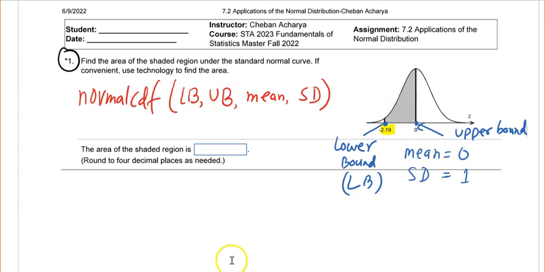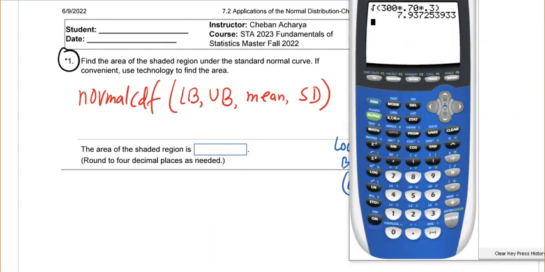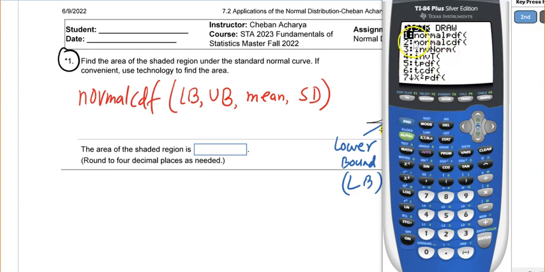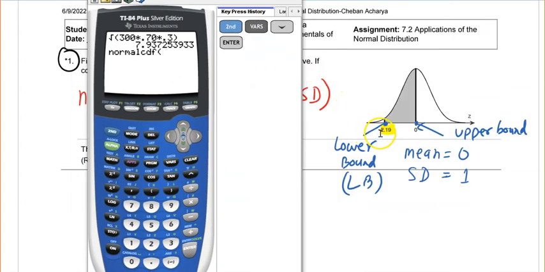And you have to put it in the calculator. Let me put that in the calculator. How do you find the normal CDF function? You press second and VARS, and you see that number 2 is normal CDF, and you type number 2 or scroll down to number 2, it doesn't matter. This is highlighted and press enter, and you see normal CDF parenthesis starts, and you put the lower bound, negative 2.19, comma, upper bound is 0.